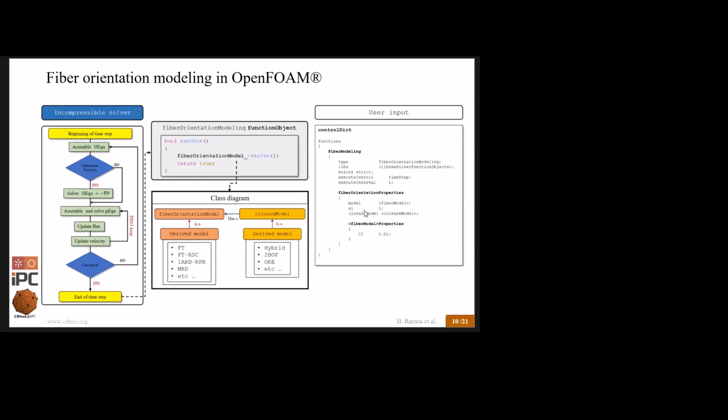Now, what is this implying? It's basically a one-directional relationship. So the flow field will influence the fibers. Fibers will not currently influence your flow. This is the working practice.